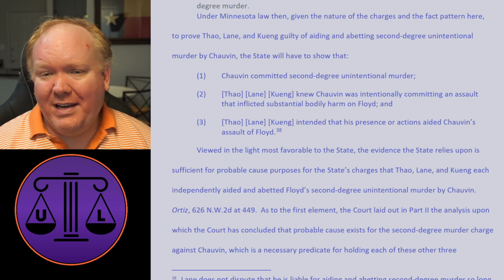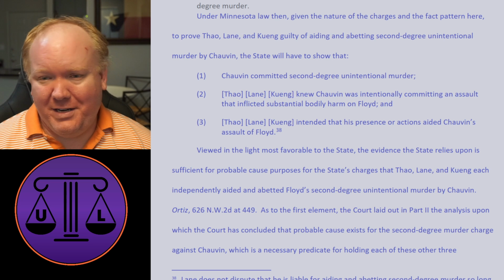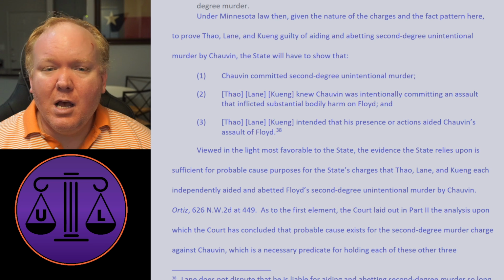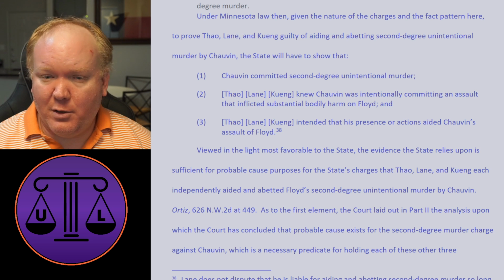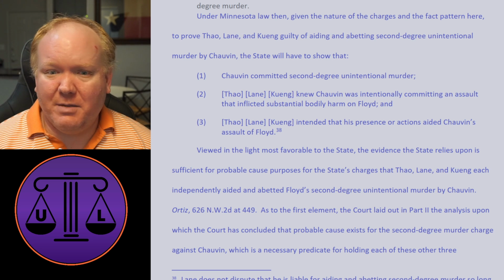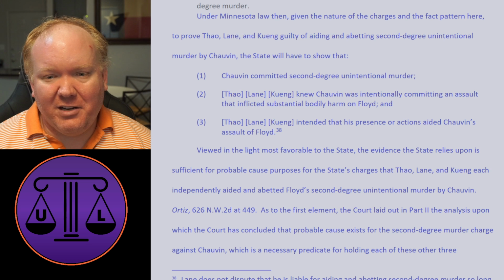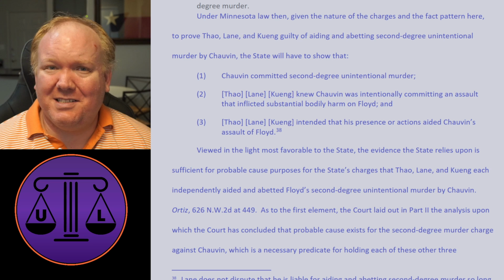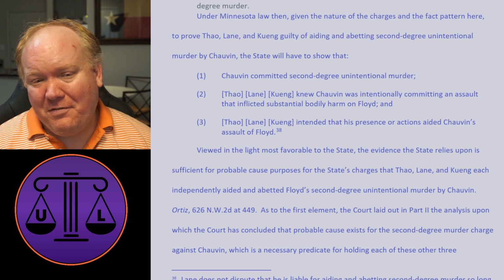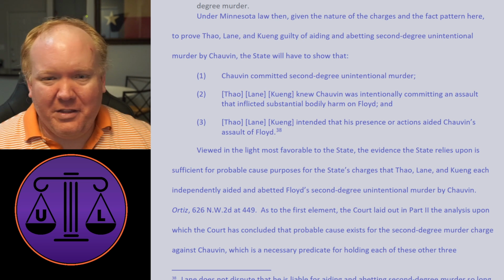Under Minnesota law, then, given the nature and charges of the fact pattern here, the facts as we think they exist, to prove that the other cops are guilty of aiding and abetting the second-degree unintentional murder, the state will have to show the following things to be true. That Chauvin committed the second-degree unintentional murder, that's true. You can't aid and abet a crime that didn't otherwise exist. That would be pretty hard, yes. So you have to prove Chauvin's guilty, which, we're kind of there.